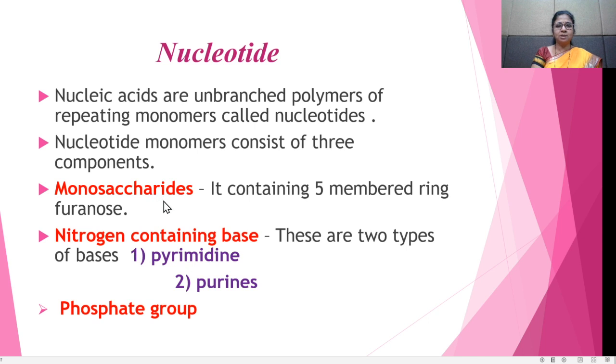The monosaccharide contains a five-membered ring, called the furanose. Then the nitrogen containing base. There are two types of bases, the pyrimidines and the purines. One type is the pyrimidine, the second type is the purine, and third is the phosphate group. In this way, nucleotides contain a monosaccharide, nitrogen containing base, and phosphate group.